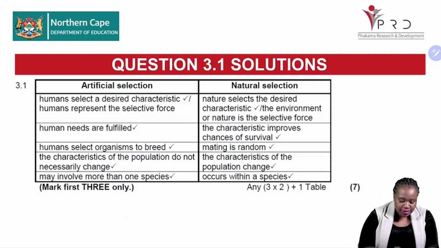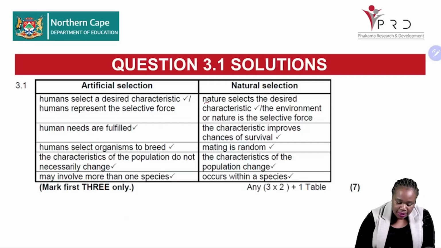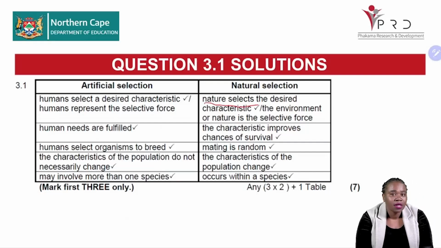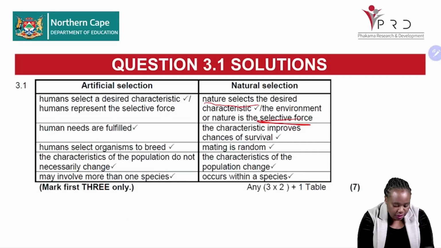So let's have a look at those differences. Humans select a desired characteristic. So here it will be the humans that desire this, that select this desired characteristic, meaning that humans will identify a characteristic that they desire and then they will select it, right? Whereas with natural selection, nature would be the one that selects this desirable characteristic and actually chooses it. So that is the selective force in this case.